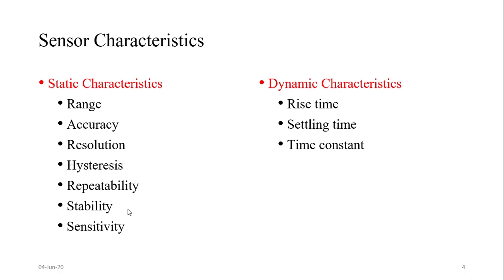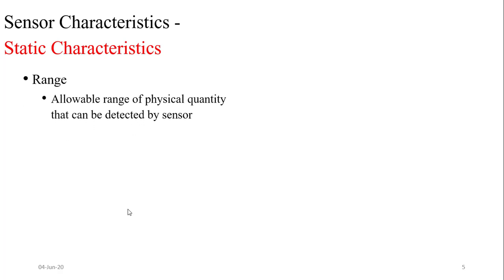Sensors have two different types of characteristics or properties: static characteristics and dynamic characteristics. We are discussing the static characteristics first. The static characteristics start with the range. Range means the maximum and minimum value of your sensor. We all know the minimum value would be 0 for a sensor, but what is the maximum value? It is the allowable range of physical quantity that can be detected by the sensor, meaning the maximum value which can be detected.